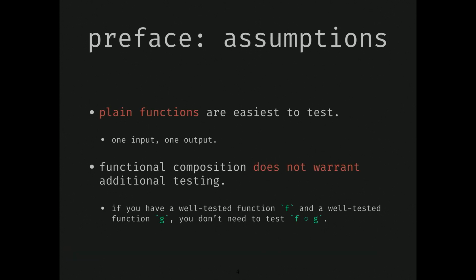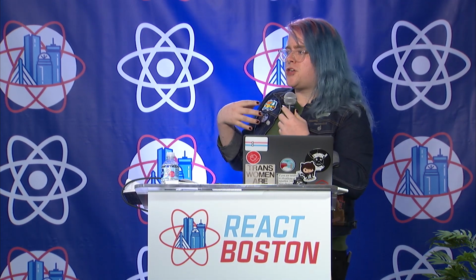Cool. So let's get into the meat of this particular talk, where I need to start off with a preface, just putting a couple assumptions out into the world, and I hope y'all will come with me on them. The first one is that plain functions are easiest to test, right? You have an input, you have an output, and you can make sure that given the correct input, your function produces the correct output. You don't have to care about internal state of some object or some class, right?